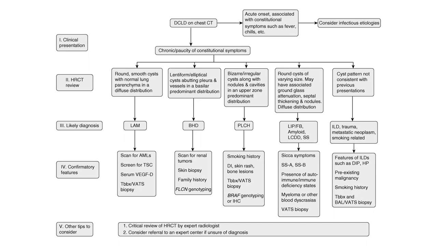If you see a cyst pattern that's not consistent with any of the previous, then your differentials get a little wider. You think about ILD, you think about neoplastic process, whether primary or secondary, smoking-related ILDs as well. And then you tailor your confirmatory tests based on this. I thought this was a really good algorithm to guide you.